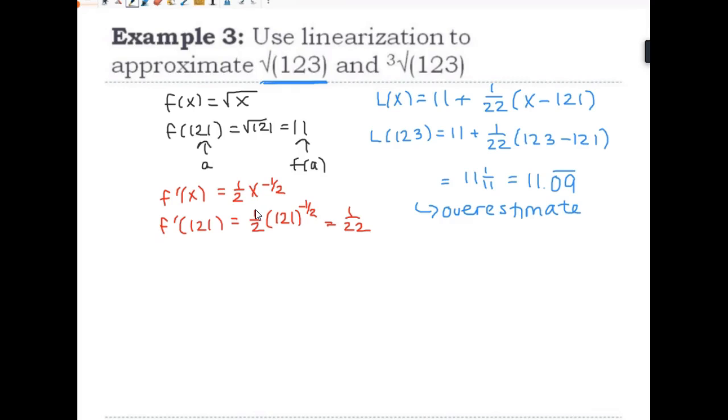In order to do the cube root, you would have to do this all over again with a new f of x, because now my f of x is the cube root of x, which means I need a new f of a, because the cube root of 121 would not be a nice number. However, the cube root of what number would be? What would be a nice cube root near 123, Maddie? Yeah, 125 and 5.